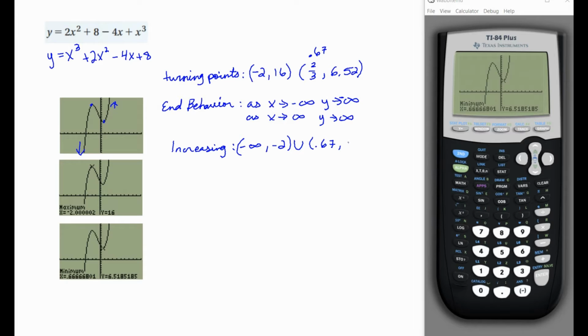And it keeps going up all the way to infinity. So all the way to infinity. There it is. And that captures both of the parts that are increasing. Now for our decreasing side, it's only this part right here in the middle. Only that. So we need to say it is happening between those two x values, which is negative 2 and 0.67. And that is the decreasing behavior. It's decreasing from negative 2 to 0.67. So that's those three things for this problem.